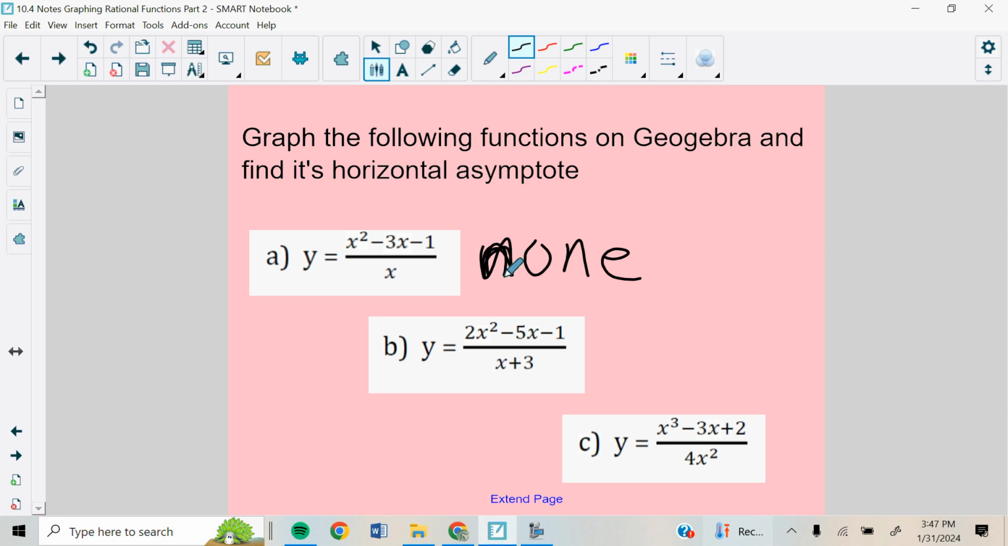Okay, so did you pause and try those? Hopefully you did. Now let's go ahead and look here. What's the common characteristic here? Again, we're going back to what's the exponents. If you look in these problems, all of these, the numerator, the top of our fraction, has a higher exponent than the denominator. And all of these ended up with no horizontal asymptotes. So all of these have none.